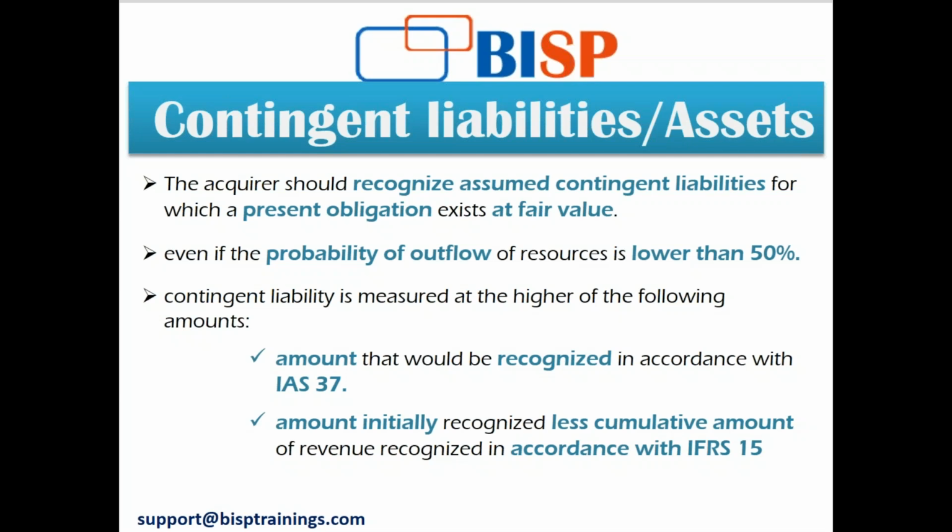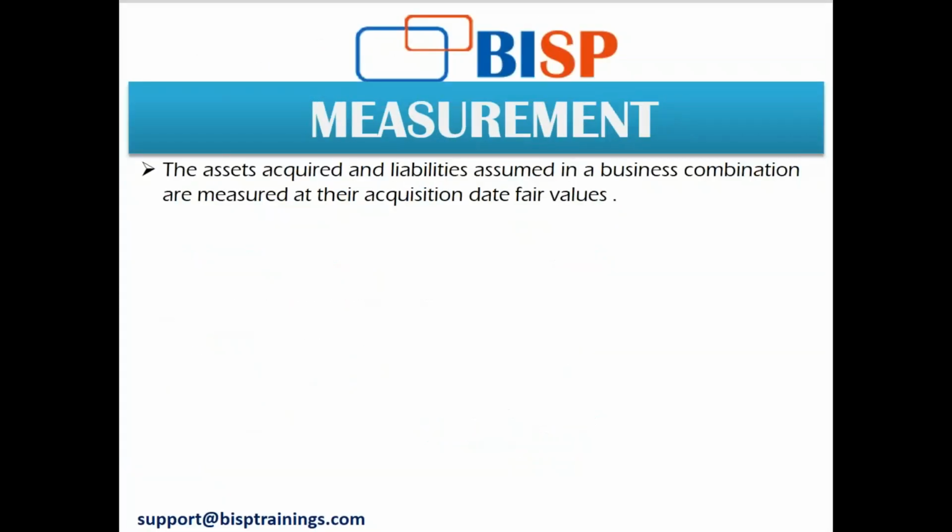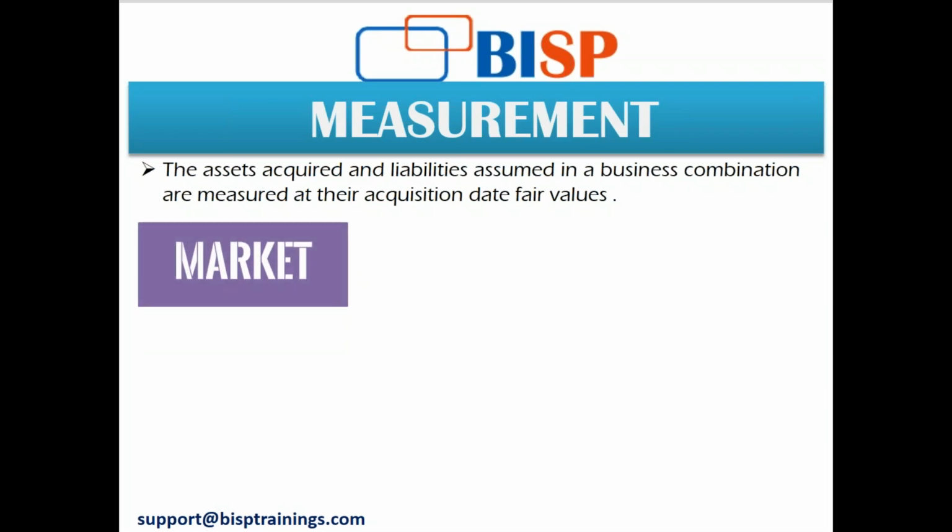This is what IFRS 3 was the only thing under the contingent liabilities. Now let's come down to measuring the recognized assets and liabilities. What are the assets and liabilities that need to be recognized? Now I'm going to see how I am going to measure them. What is the value that I'm going to assign to those assets and liabilities, and how will I measure that?